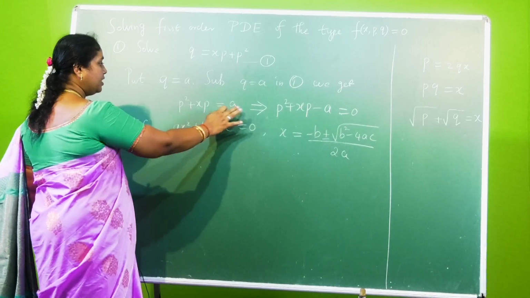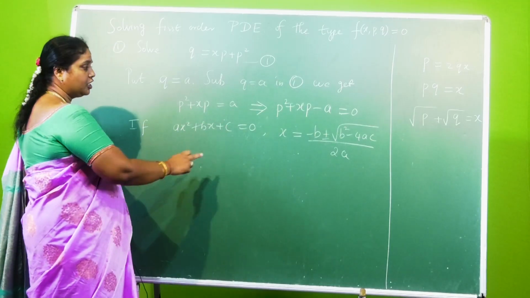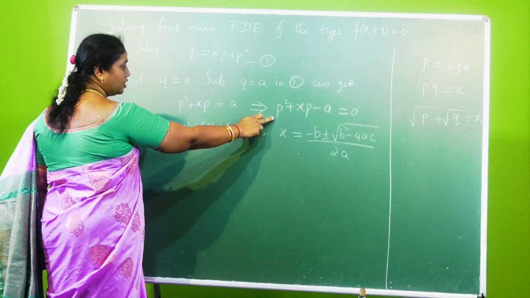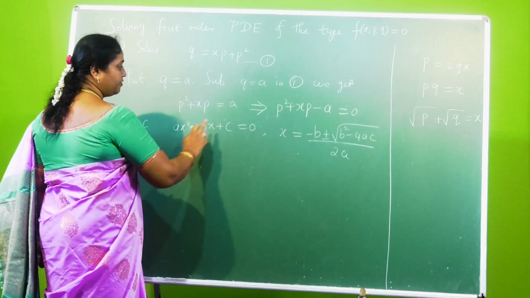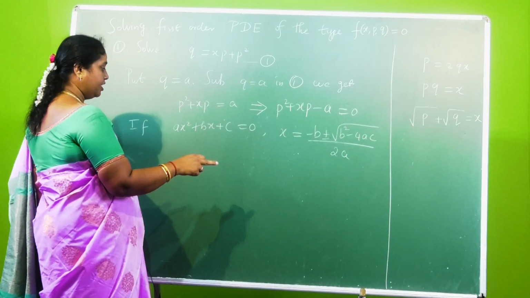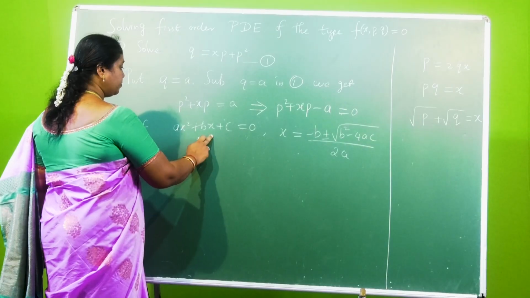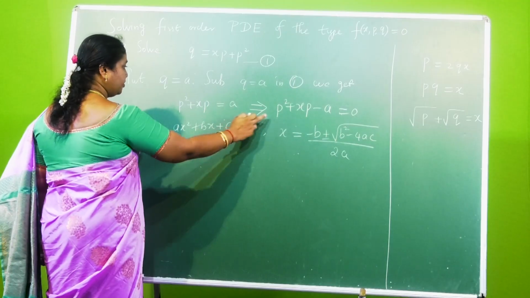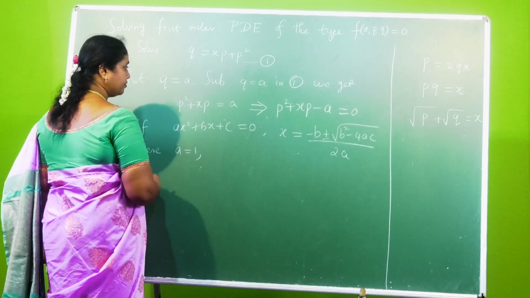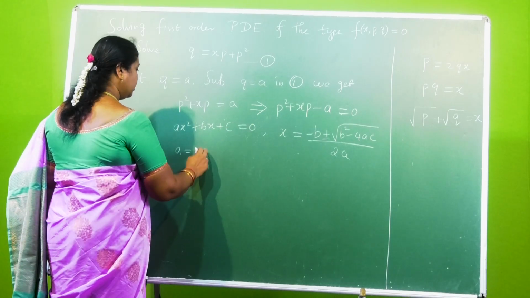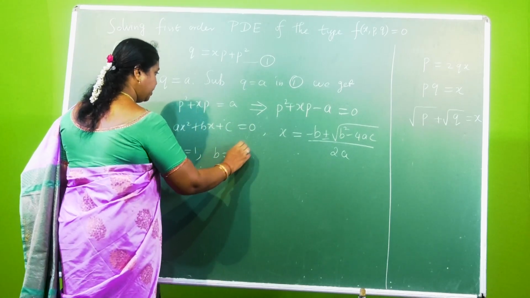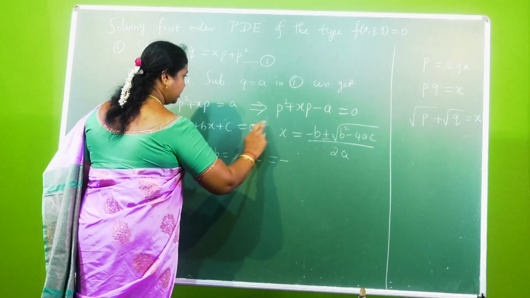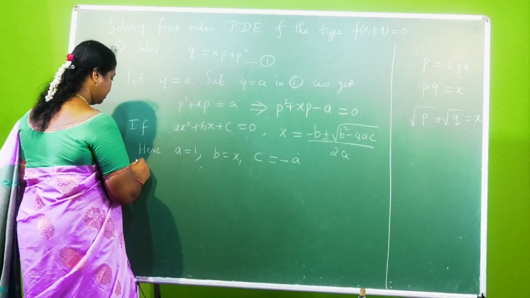If we compare the obtained quadratic equation, that is p square plus xp minus a equal to 0, as our wish is to find p, we consider p as the variable, so the other terms will be constants. By comparing this with ax square plus bx plus c, what is a? That is the coefficient of p square, that is 1. What is the coefficient of p? That is b, that is here x. The constant term is c, that is here minus a.